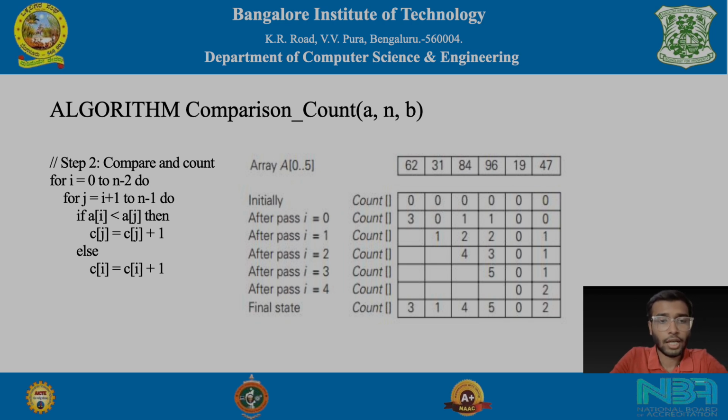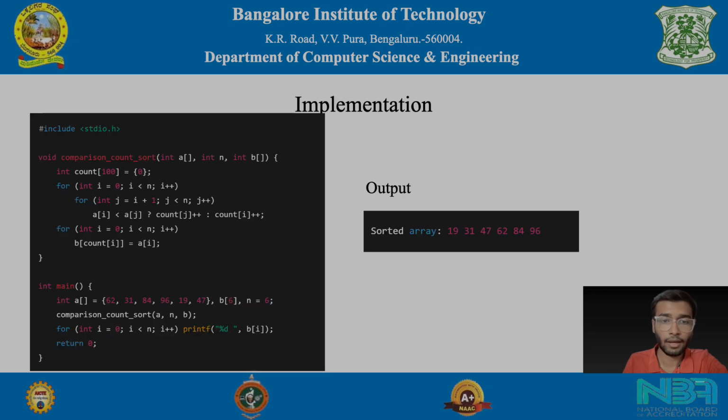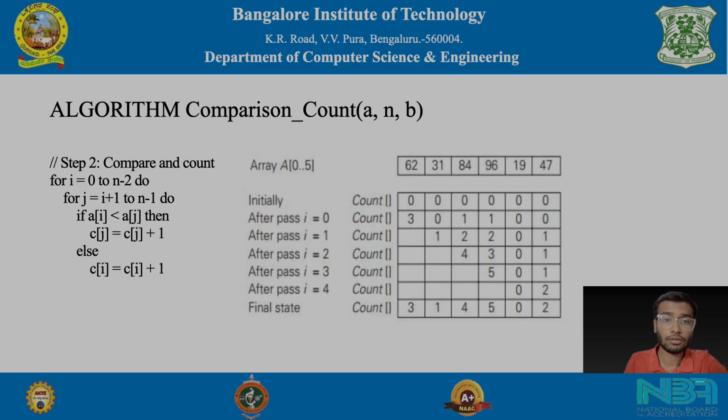Okay, so as you can see in the diagram on the right side, initially all the elements in the count array are 0. Then as the zeroth iteration of i passes, we compare 62 with all the elements. So here we have compared 62 with 31. Since 62 is larger, we increase its count by 1.